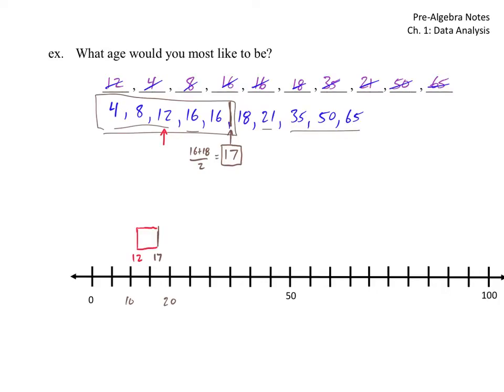So that's my 12. To get the upper part of that box, we look at the upper part of the data. I'm spending too much time trying to figure out which color to do. Okay, so the upper part is here. I have 5 numbers, so that middle number is going to be the 35.